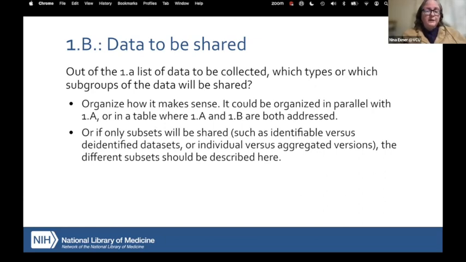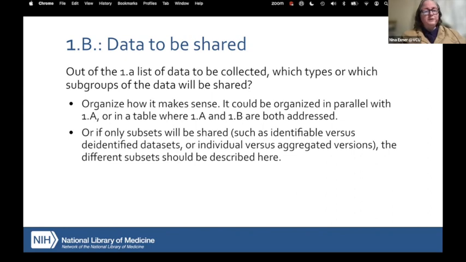It could be a very similar narrative to 1A, or you could combine them if it's a lot of different data types, a very complicated study with subawards and some text and some computer code and some surveys and this and that. If it's lots of different types of data, it may need to be a table that addresses what's collected, what's shared, what's documented, all in one summary. So it doesn't have to be 1A paragraph, 1B paragraph, 1C paragraph.